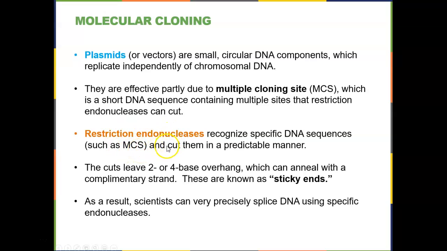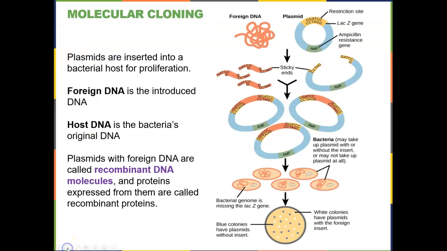So a restriction endonuclease is an enzyme which is going to cut open the plasmid at a particular spot, and then it leaves a little bit of an overhang. We'll see this in just a minute in the diagram. And these are ends which will allow a new piece of DNA to be added in. So these ends are called sticky ends. And so we'll be able to splice in a new piece of DNA.